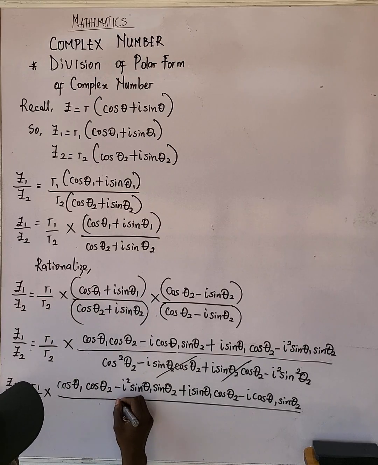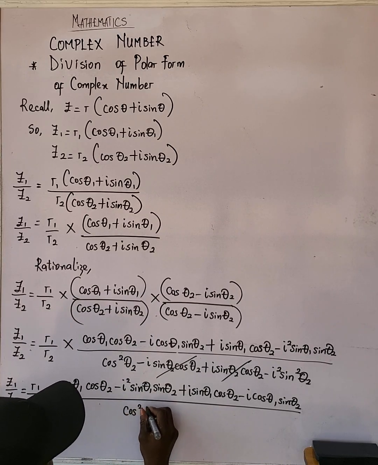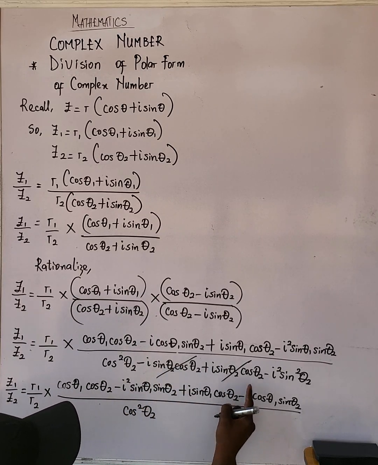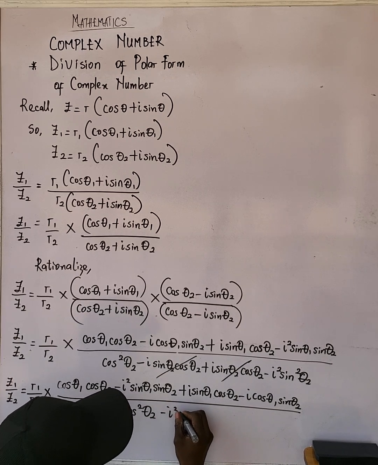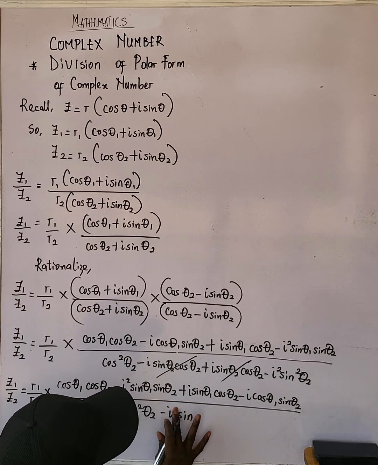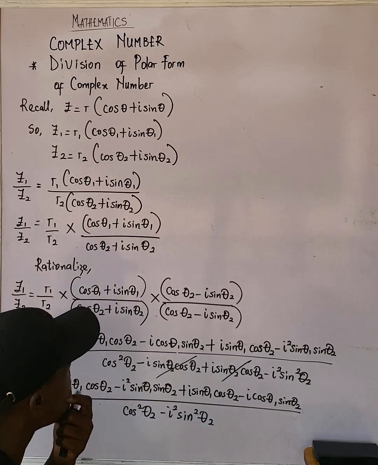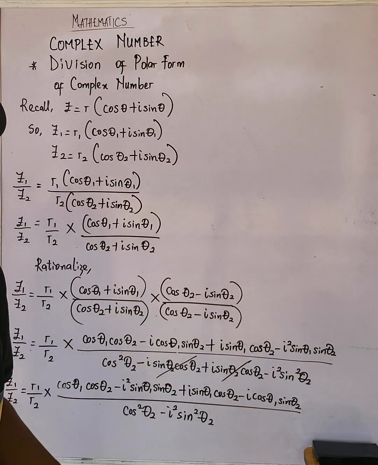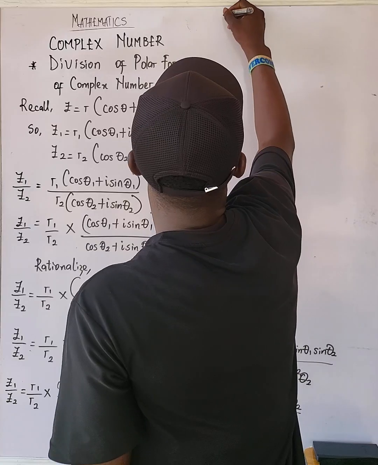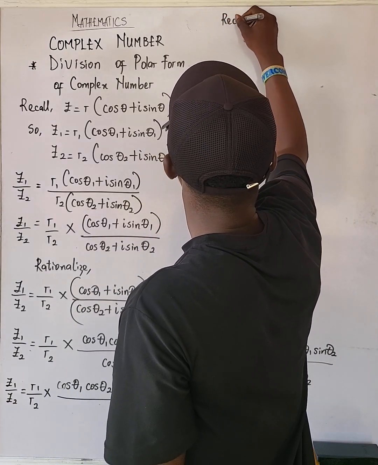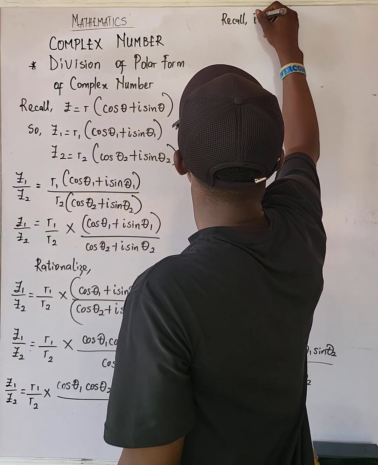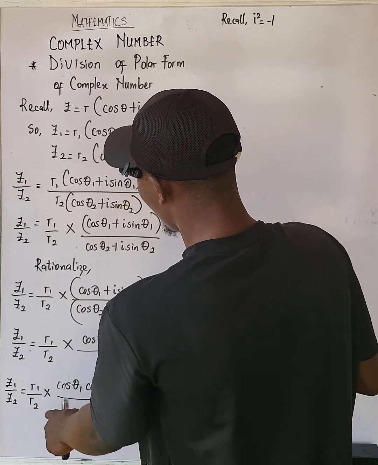Then everything over. What am I left with under? Cos square theta 2. You know, these are cancelled. Then minus i square sin square theta 2. So this is what I'm having. So I will recall that i square is equal to minus 1. So what are we going to have?